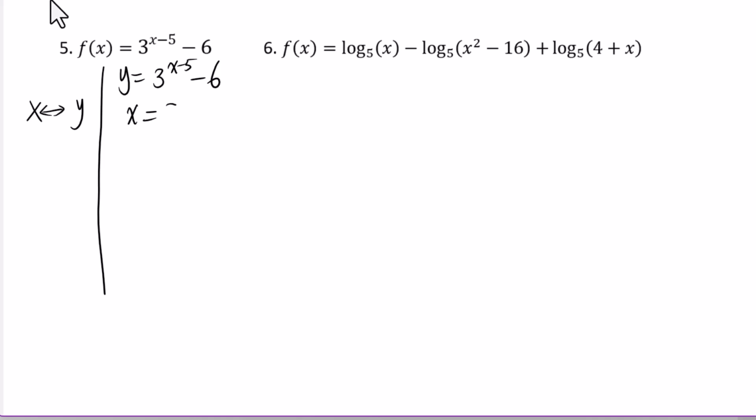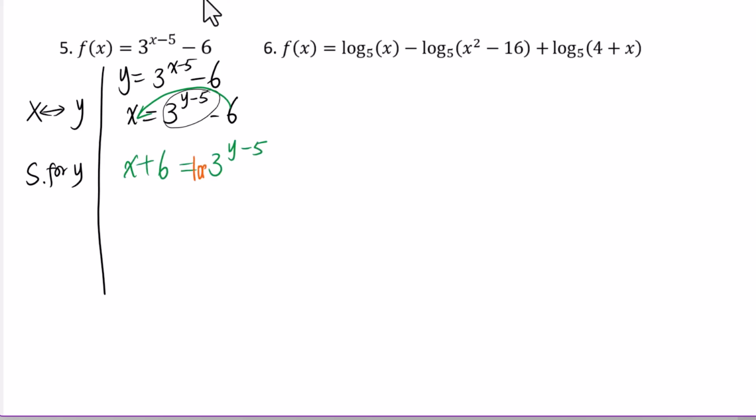X equals 3 to the y minus 5's power minus 6. Then we need to solve for y. This is an exponential equation. We need to isolate this power on one side. Add 6 both sides. Take log both sides. We will take log base 3 both sides.